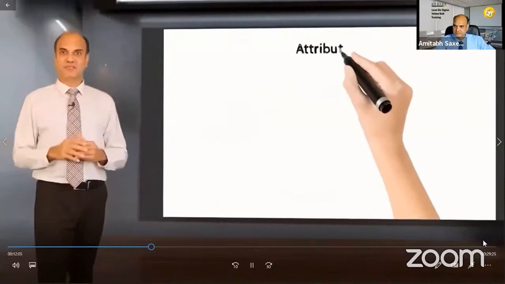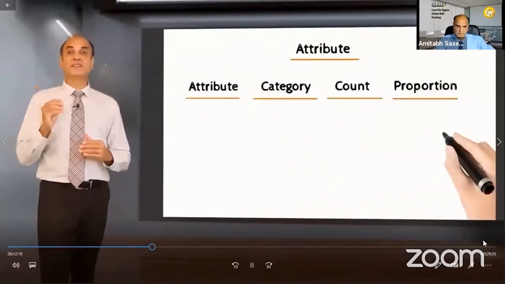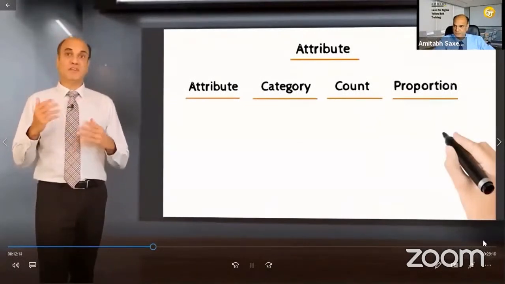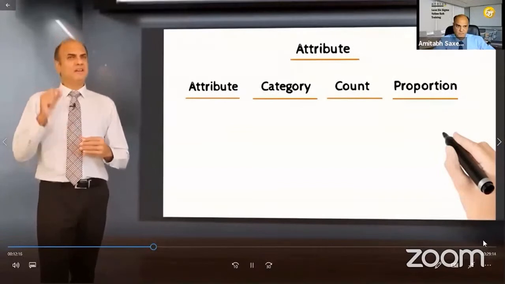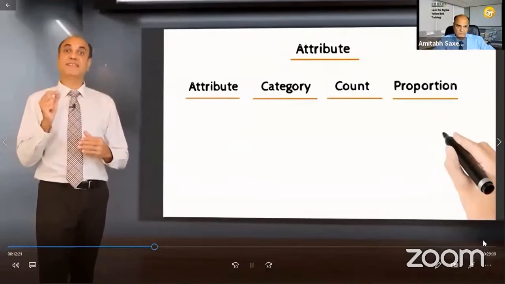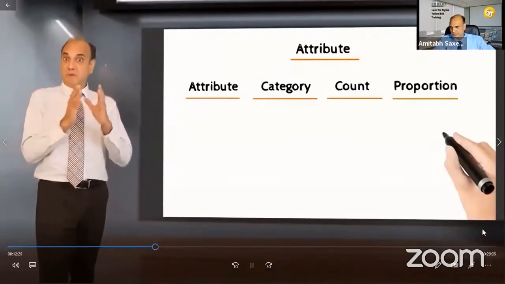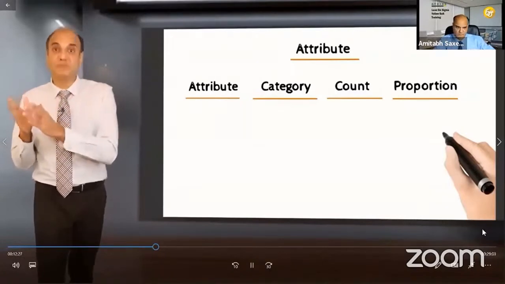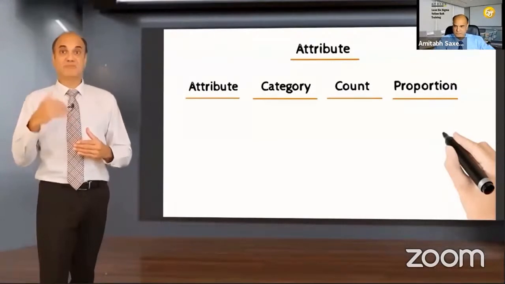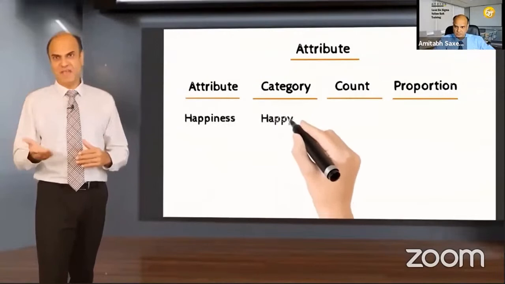Now let us talk about attribute data. Attribute data can be expressed in categories, and categories can be counted. Say, for example, if you want to measure happiness, the easiest way to measure any attribute data is to create a category, and if possible you can create a binary category. A presence or absence of that attribute can be one of the simplest categories. So if I take the example of happiness, two categories I can create: happy, unhappy.